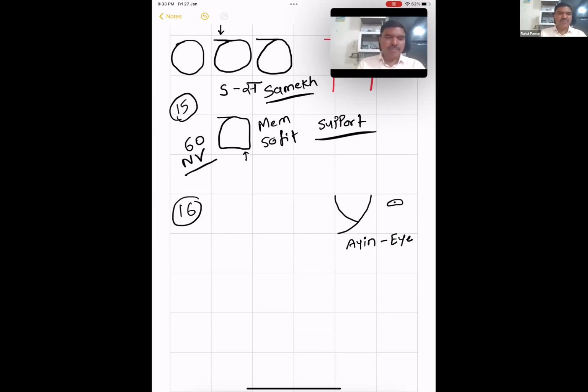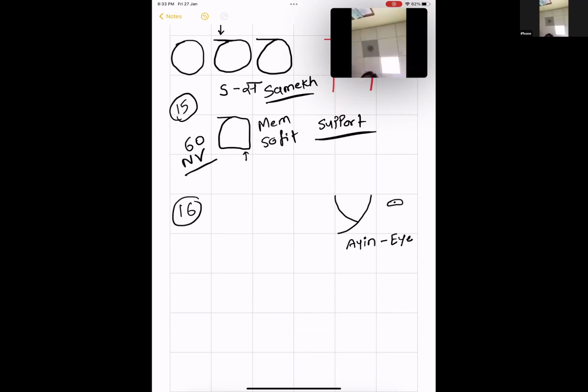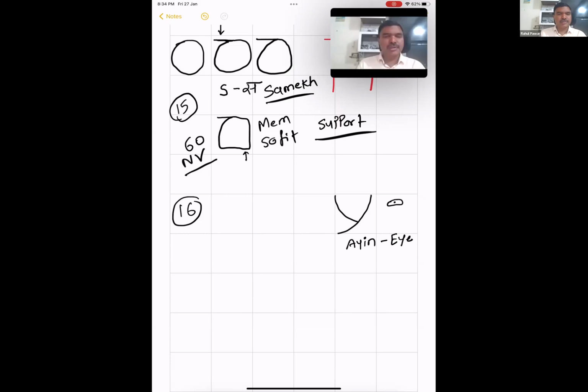Now, like Aleph, this is also a silent letter. Ain is also a silent letter, and it actually gives no sound because it is a silent letter. Like Aleph, we saw that it is also a silent letter. So Ain is also a silent letter. It gives no sound. Now, in English transliteration, we saw that Aleph is an apostrophe. So in English transliteration, Ain is a reverse apostrophe.